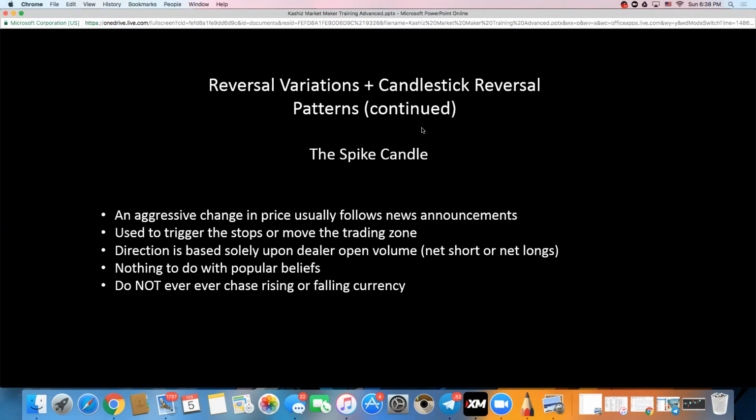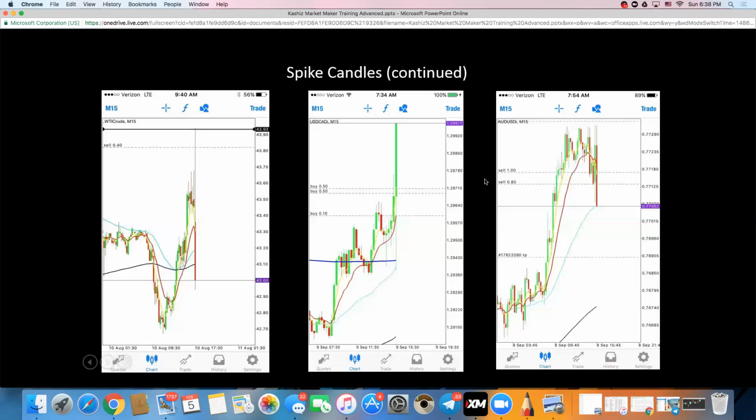It has nothing to do with the popular belief of momentum, or the euro's rising today, all that crap. Do not ever chase a rising or falling currency, like on NFP. If you took those trades and didn't know where it was going, you got whipsawed. If you knew where it was going, that's different. But if you started chasing the price when the spike candle happened, you got whipsawed in and out. So that's what it is.